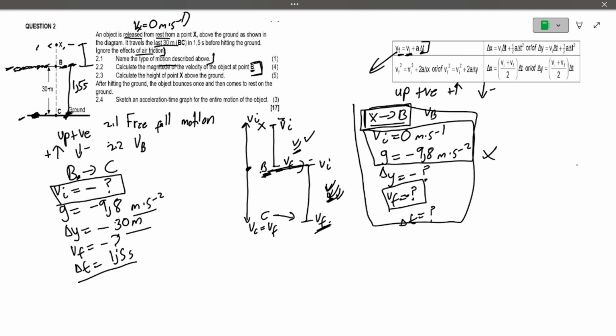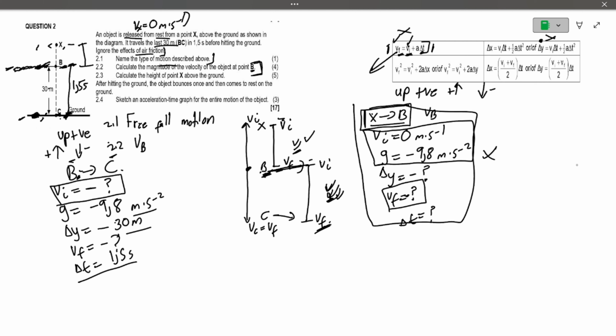Okay, let's see which formula to use. Let's check this formula. V final: if you are checking the motion from B to C, the final velocity will be when it hits the ground. So we do not have a V final. The initial velocity is the velocity we are looking for. So this one has two unknowns. We cannot use this one. So let's come to this one.